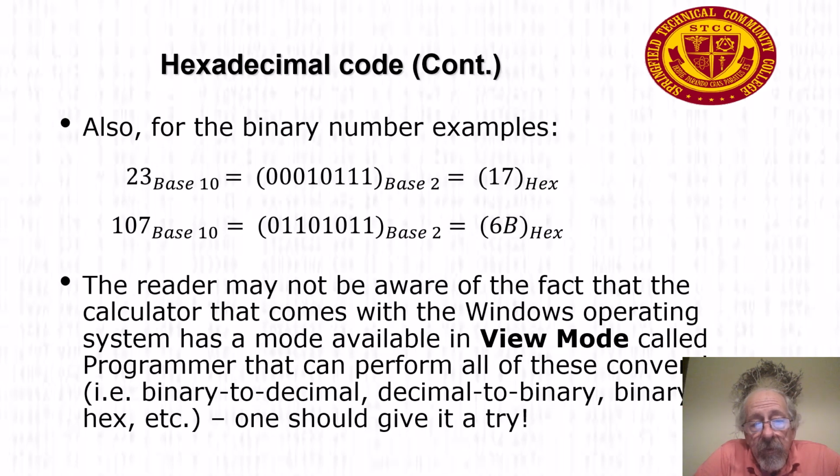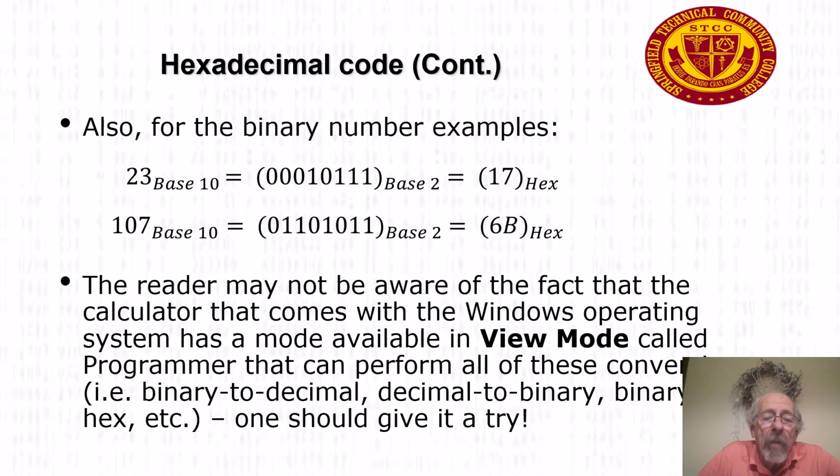So some other examples here we might have. 23 base 10 is given by that binary code in the middle, and that would be 17 in hex. Again, you break up what's in parentheses in the middle. The first 4 binary bits are 0001, which stands for 1 in binary. The next 4 bits are 0111, which stands for 7, and then it's 17 hex. 107 base 10 is given by the middle base 2 number, which turns out to be 6B in hex.